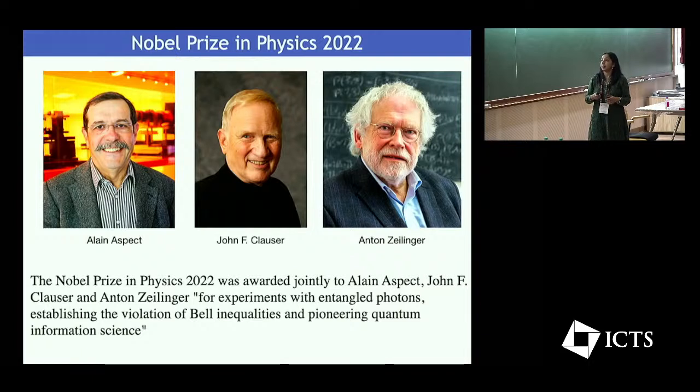Quantum entanglement is at center stage, which is evident from the fact that the Nobel Prize in 2022 was awarded to Alain Aspect, John Clauser, and Anton Zeilinger for experiments with entangled photons, establishing the violation of Bell inequalities and pioneering quantum information science.